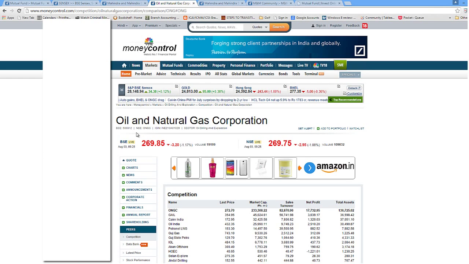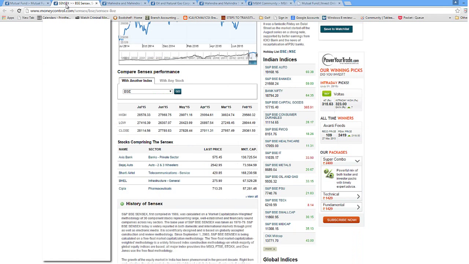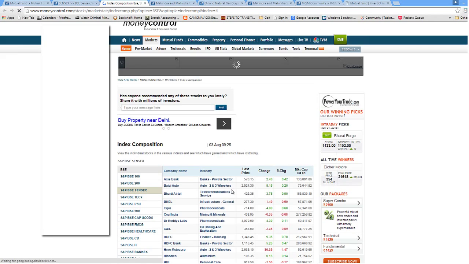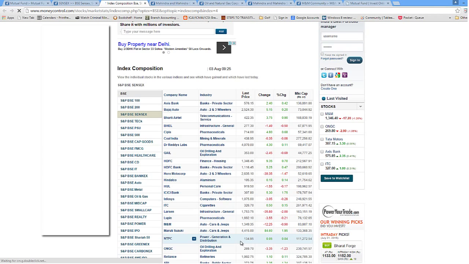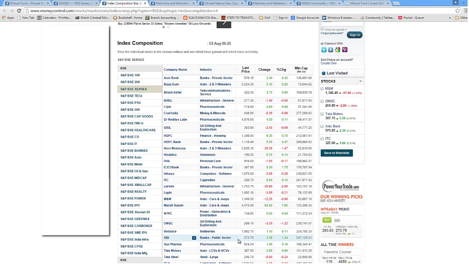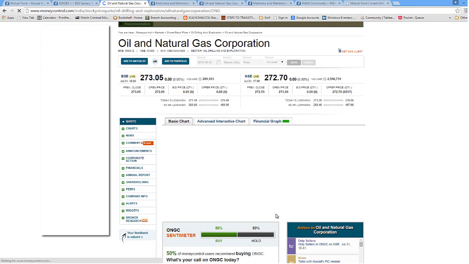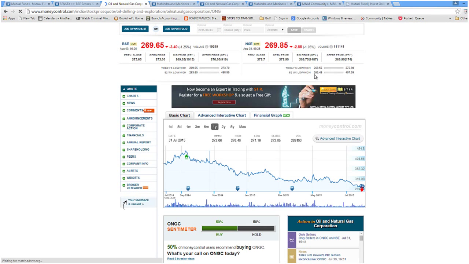Now this is ONGC, Oil and Natural Gas Corporation. I picked it up from the Sensex only. You click here and then you select another industry. And in this case, I have selected oil drilling and exploration and clicked on ONGC. When you go to ONGC, you will see that ONGC is near its 52-week low. So from that perspective, I would say that it can be considered a good pick at this time. The similar feel is there on the graph also.